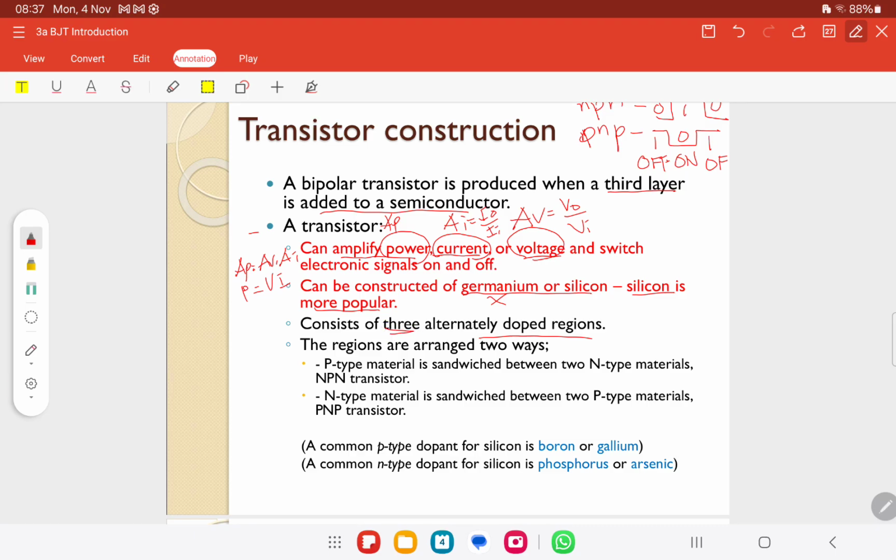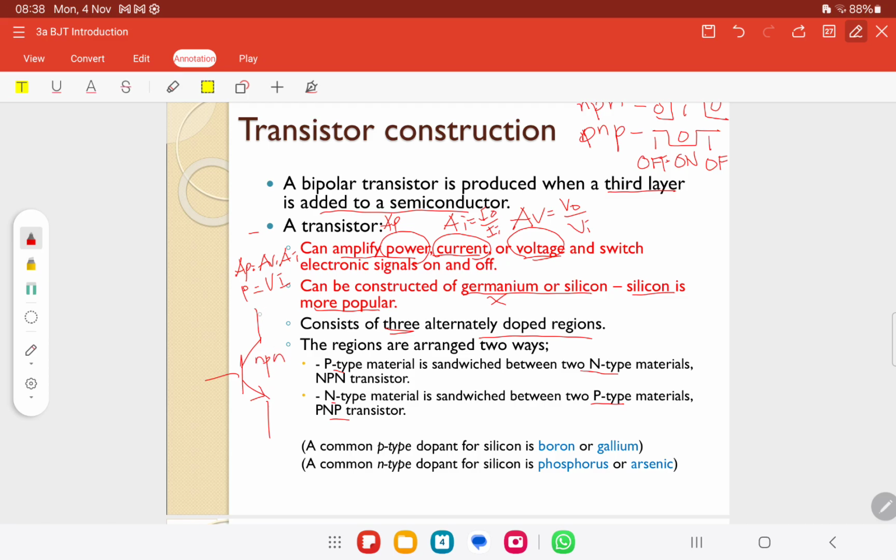Okay, and the regions are arranged in 2 ways. For P-type, sandwiched between 2 N-type material, NPN semiconductor. And then for N-type material sandwiched between 2 P-type material, for PNP semiconductor. Okay. How to determine? You tengok dia punya simbol error dia. Yang ni lah. Okay. If this one, this is NPN.